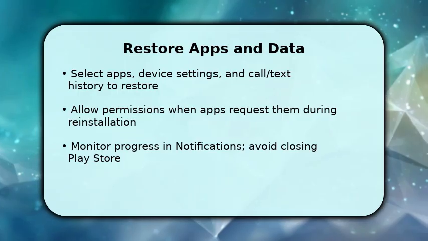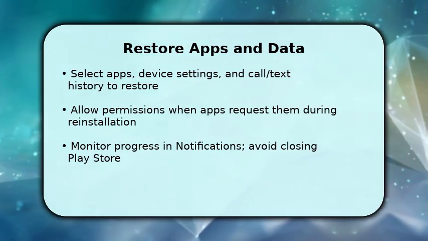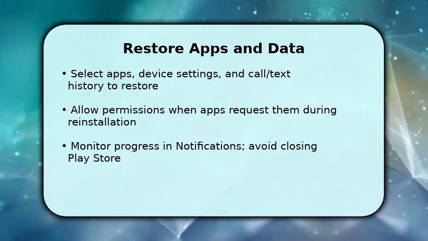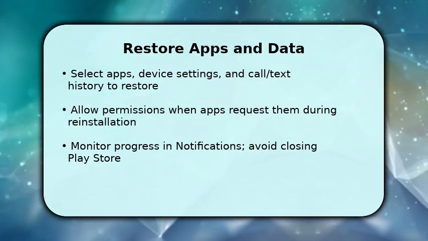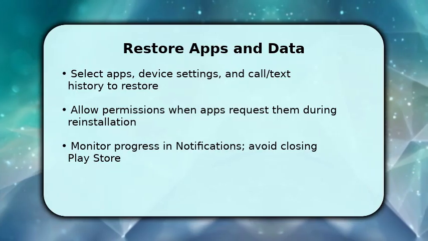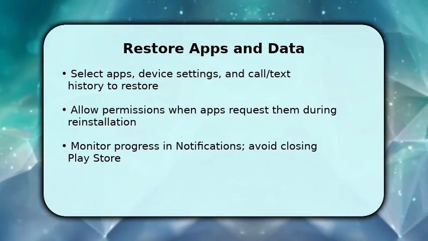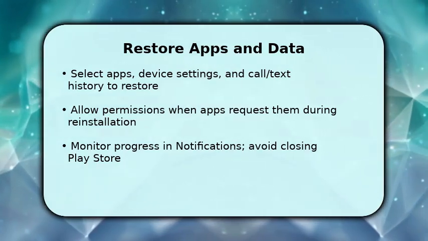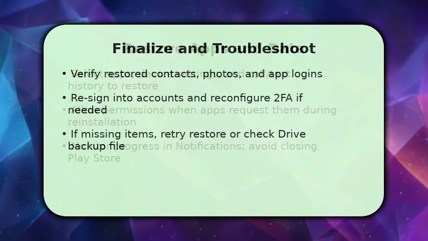Make sure to grant runtime permissions when an app prompts, because without them, data won't populate. Also watch the notifications for progress and errors, and avoid interrupting background downloads. Pausing or switching networks can finally verify that contacts, photos, and key app data are present.